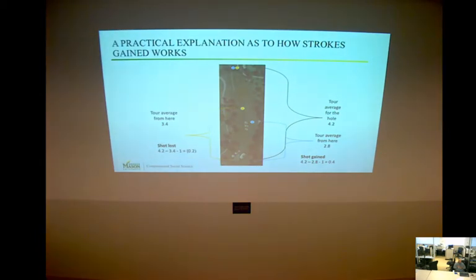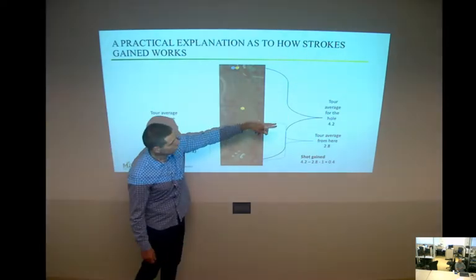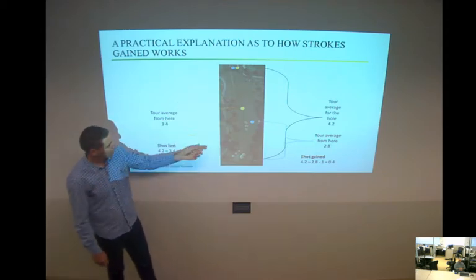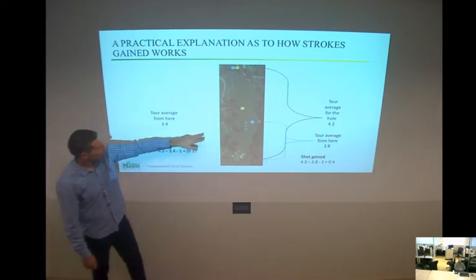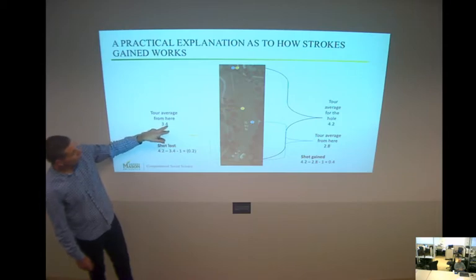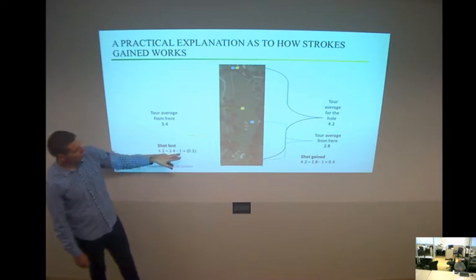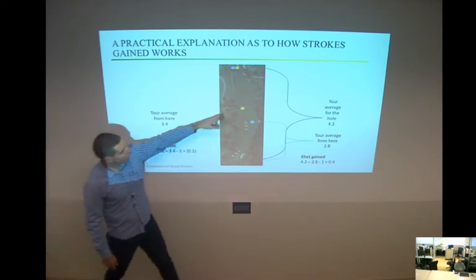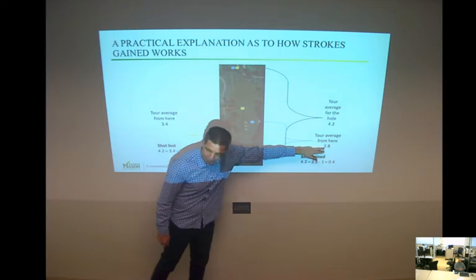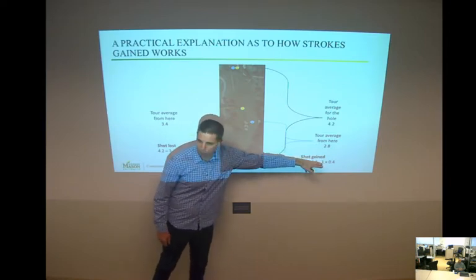And I just have to explain this. If you've got two golfers, the tour average is 4.2 shots to get the ball from there into the hole. Now, say this person hits it here, it's now 3.4 shots from this point into the hole. So 4.2 minus 3.4 minus 1 is negative 0.2. So he's effectively lost 0.2 of a shot due to that shot. Now, this guy has hit it down here, so the tour average from here is 2.8. And so he's gone 4.2 minus 2.8 minus 1, so he's gained 0.4 of a shot.